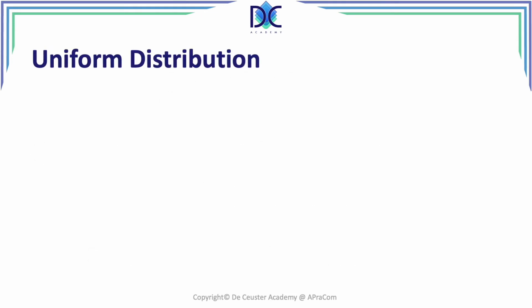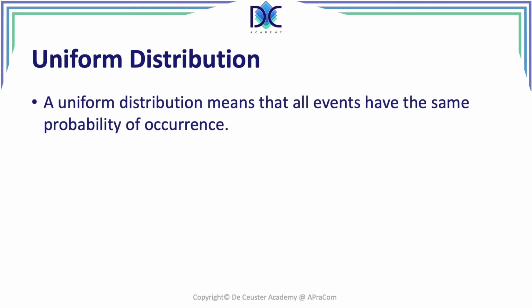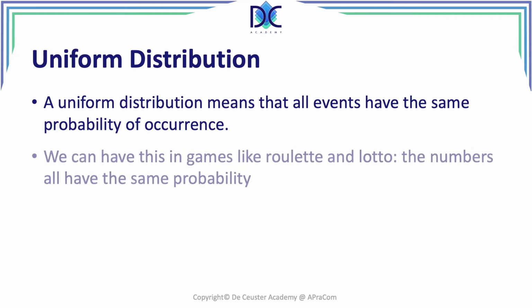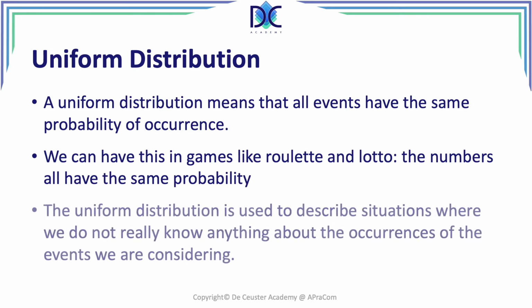The uniform probability distribution is a very simple distribution. It means that basically all the events have the same probability of occurrence. We have seen this in games like roulette and lotto, where all the numbers always have the same probability. It's basically a distribution that we use in case we have no idea about the probability of the different events that we are considering.